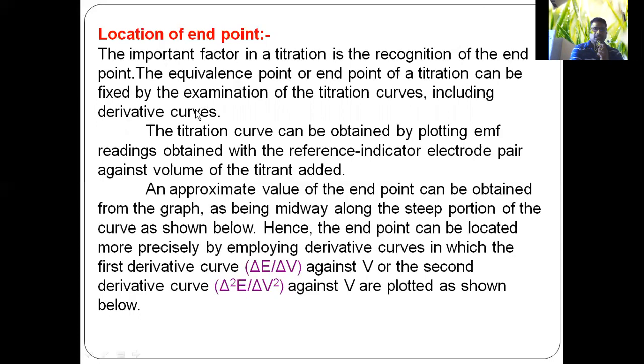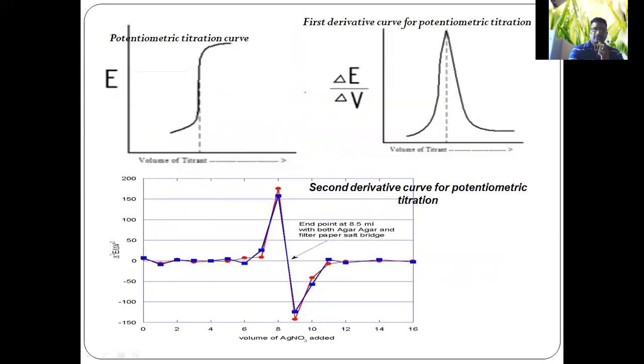The titration curve can be obtained by plotting the EMF readings obtained with the reference electrode and indicator electrode pair against the volume of the titrant. The EMF values you get from the potentiometer are taken on the y-axis, and the volume of titrant added from the burette is taken on the x-axis. You get an S-shaped curve like this.